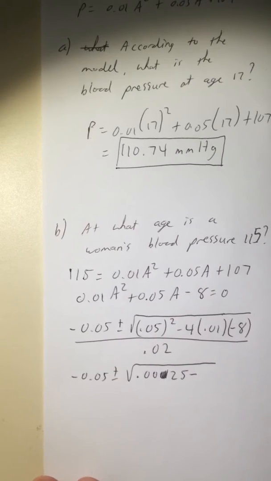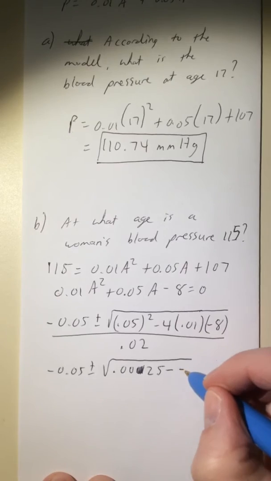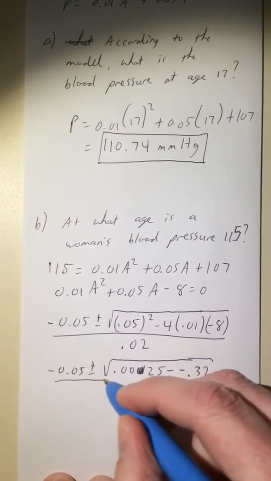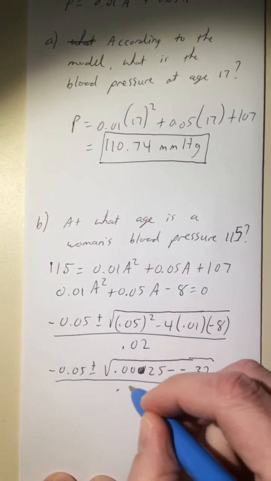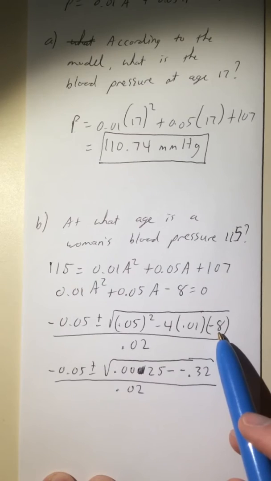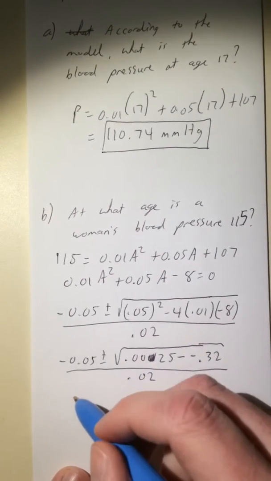Minus 4 times 0.01 times -8. So we're going to have -32, so -0.32. So minus a -0.32. All of that over 0.02. Just to make sure I'm correct on this, 32 times that, yeah, it's going to be 0.32. Okay, so then we're just going to add these two numbers right here.